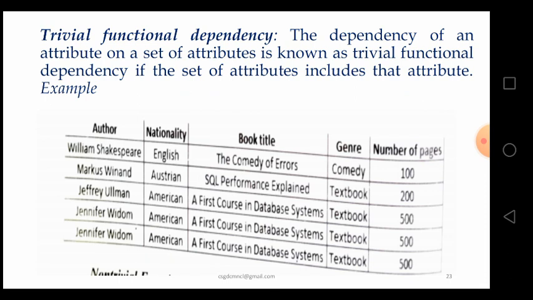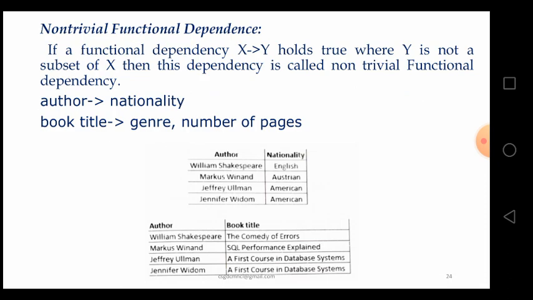Trivial functional dependency. The dependency of an attribute on a set of attributes is known as a trivial functional dependency if the set of attributes includes that attribute. Non-trivial functional dependency. If functional dependency X to Y holds true where Y is not a subset of X, then this dependency is called a non-trivial functional dependency.